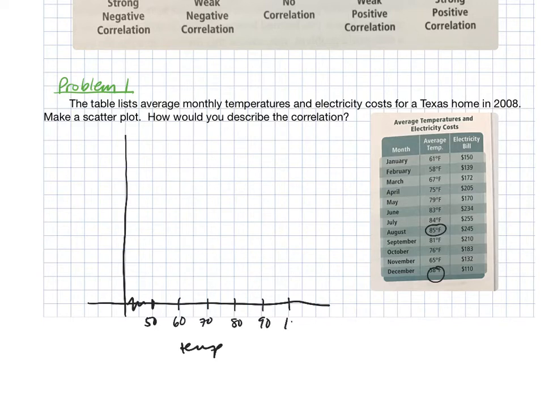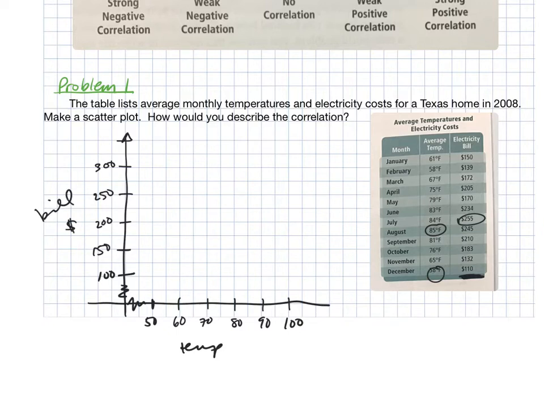Okay. And then our electricity bills are going to start at 110 and go up to about 250 something. So let's start at 100. And then let's go by maybe 25s here. 125. Okay, no, it worked better with 50s. Okay. And so this is going to be the bill in dollars.